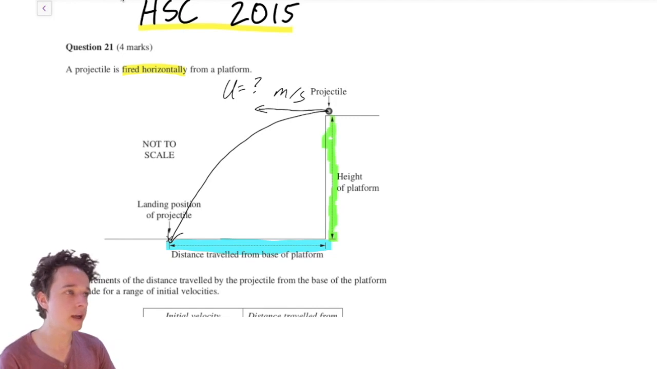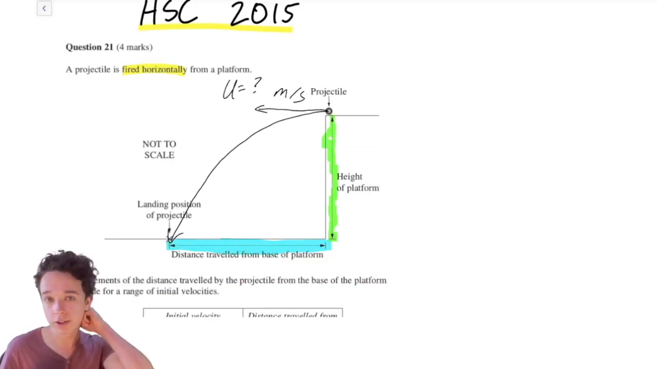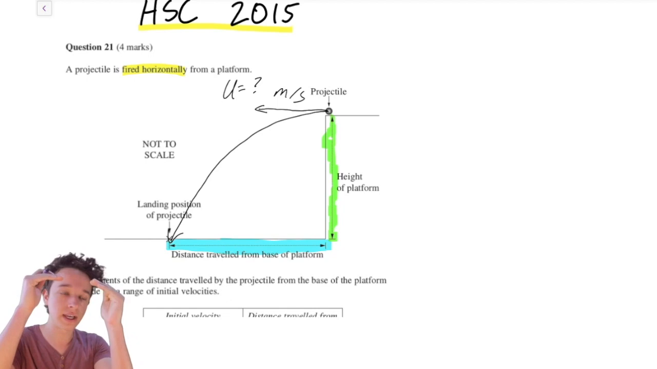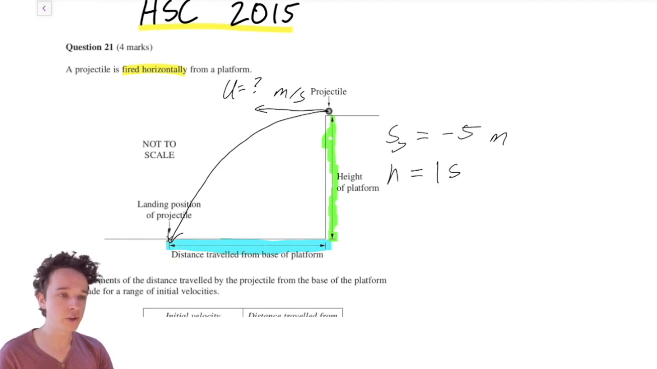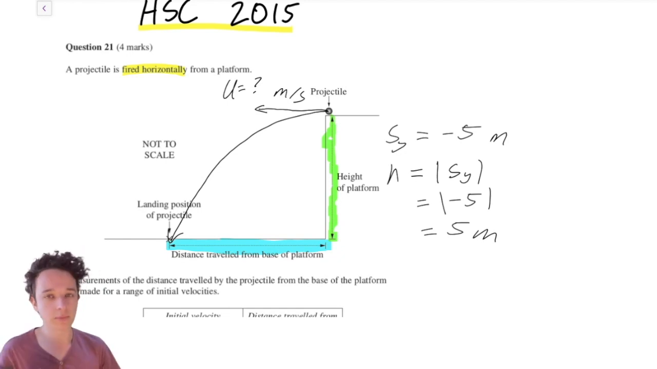Now, why do I say in magnitude? Well, the displacement is going to be negative because the projectile is starting at some height and then falling down. And so we're going to have some negative value for sy. Let's just say -5 meters. The height of this platform is going to be equal to the magnitude of the displacement in the y component. In this case, it would be the magnitude of -5, which is just 5 meters. So be careful with the difference between displacement and height because it's maybe critical for this question.